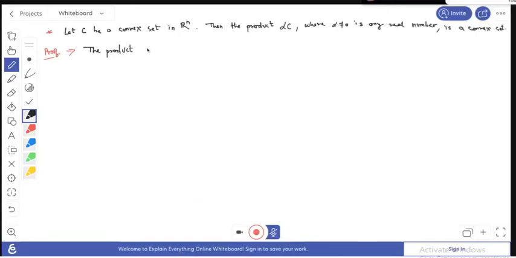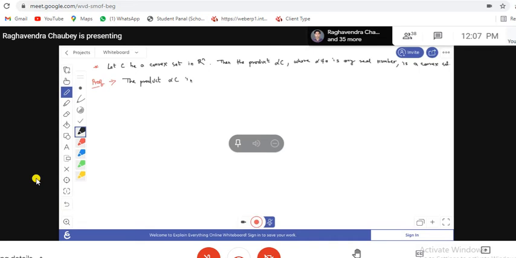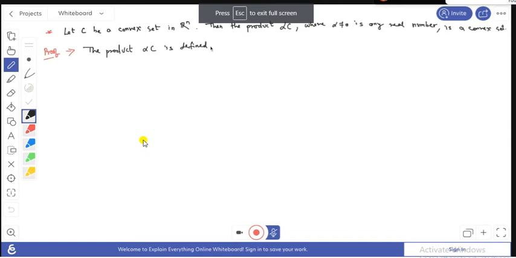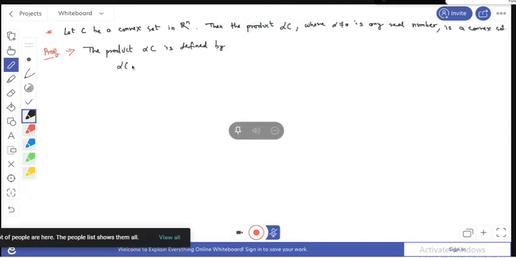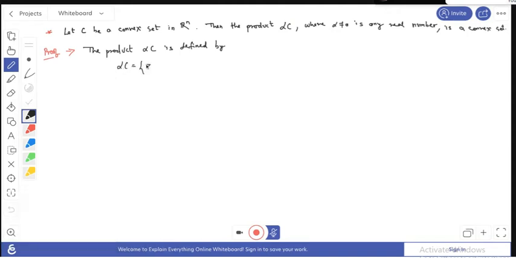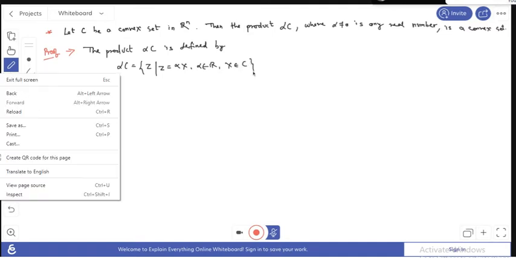Product, that is alpha C. This is defined as follows: alpha C is basically a set, the collection of all z such that z equals alpha of x, where x belongs to that set C, alpha is a real number, and x is an element of that convex set C.